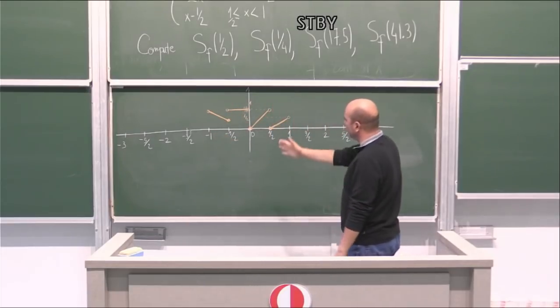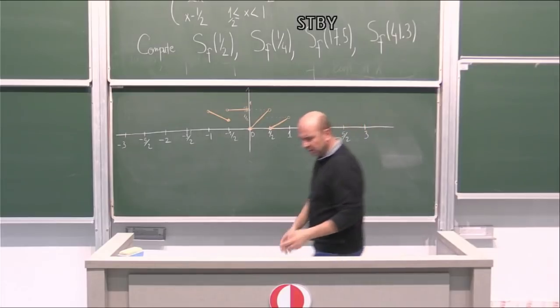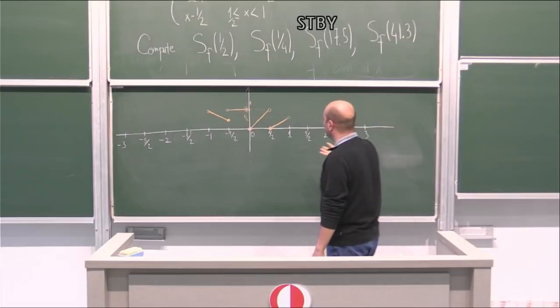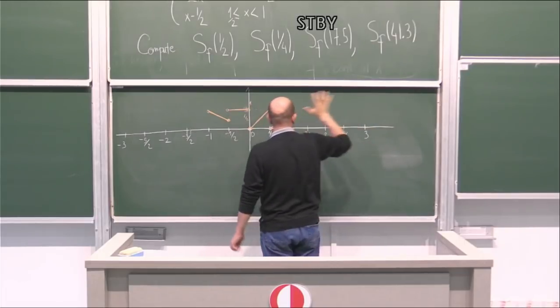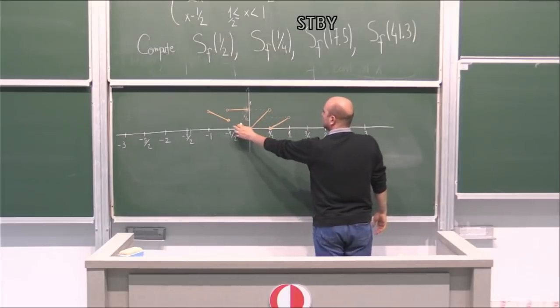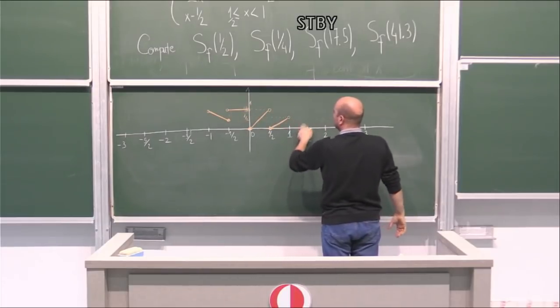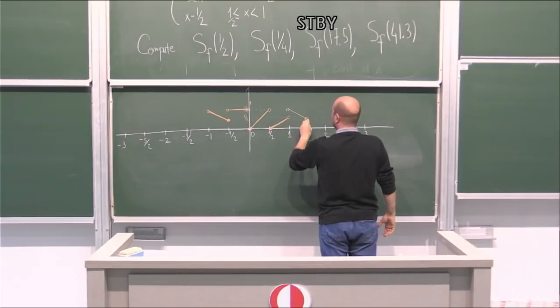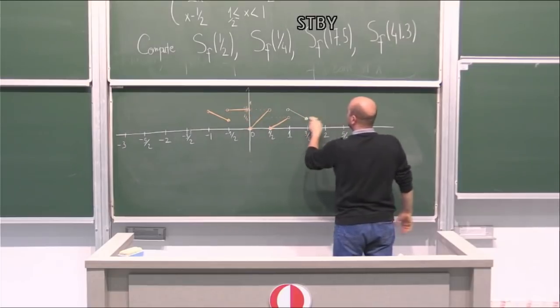Then, how will I draw the rest? Actually, I will just use the periodicity. So I will just copy and paste the picture here. I will copy this picture, and I just take it and move here. So we have it like this. This is included. Take and move here.